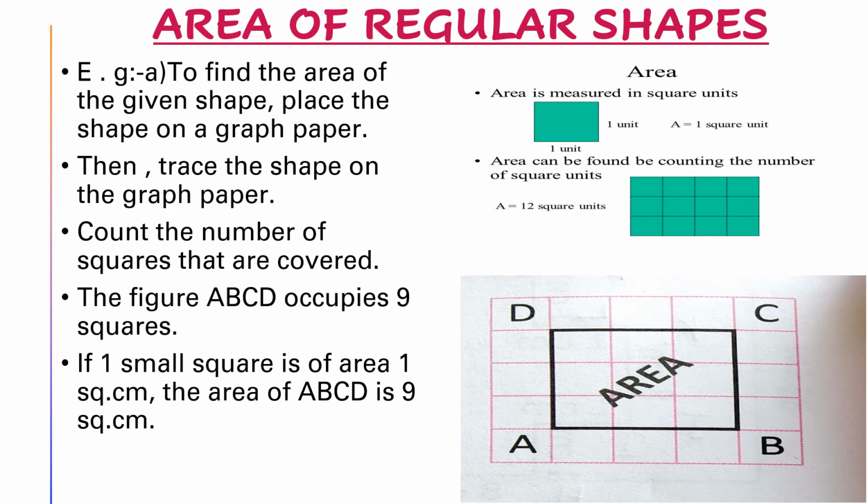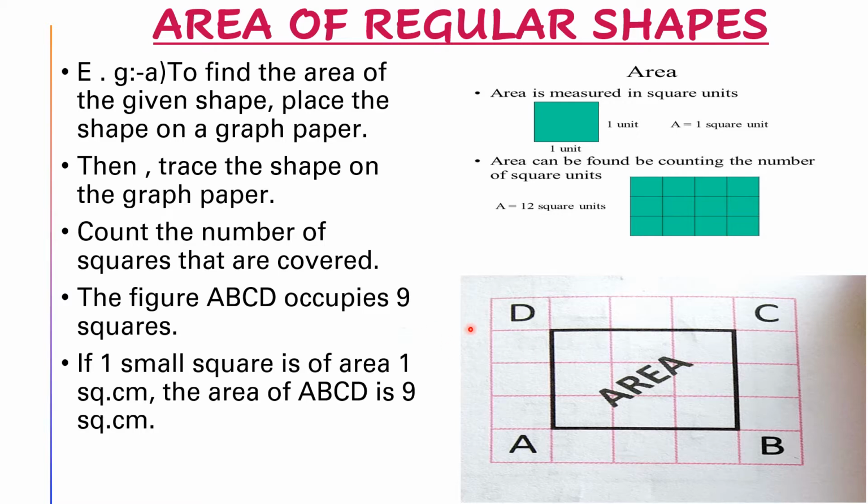Area of regular shape. Children, area is measured in square units. Let us know how to find the area of a regular shape. For example, find the area of the shape ABCD. To find the area of this given shape, first place the shape on a graph paper. Trace the shape on the graph paper as ABCD.